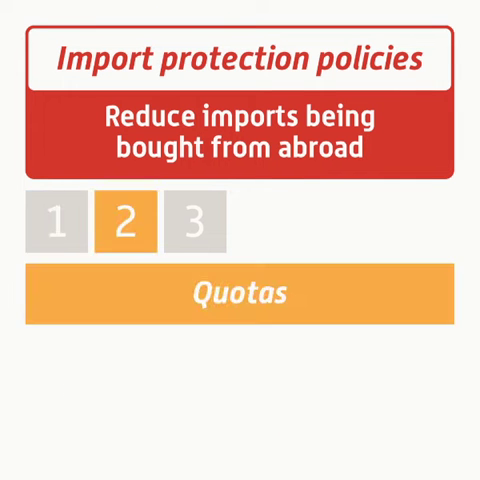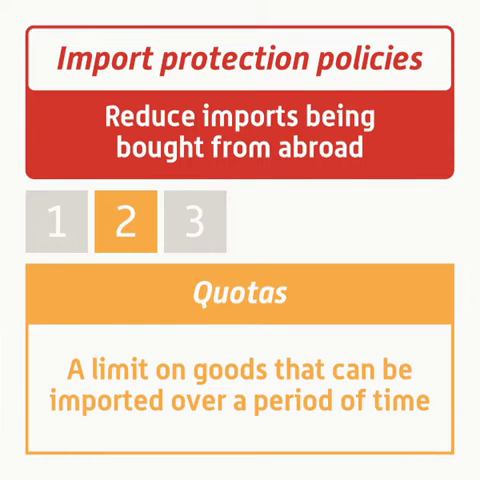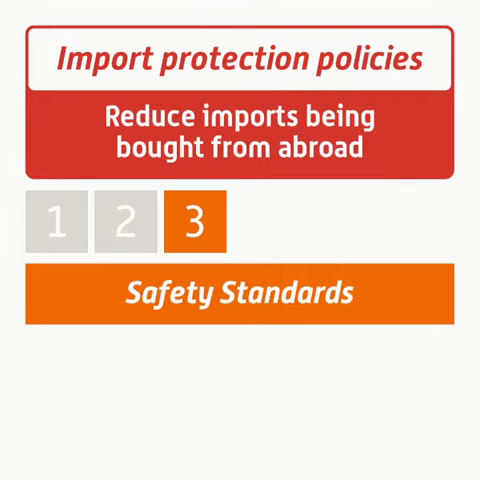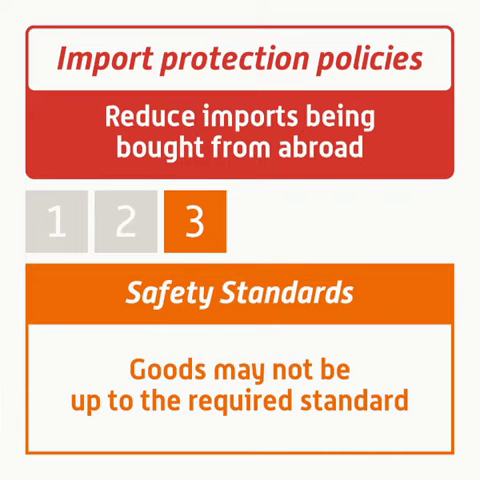The second is quotas. A quota is a limit on the number of goods that can be imported over a period of time. The third import protection policy is safety standards. These limit the goods that come into a country as they may not be up to the required standard.